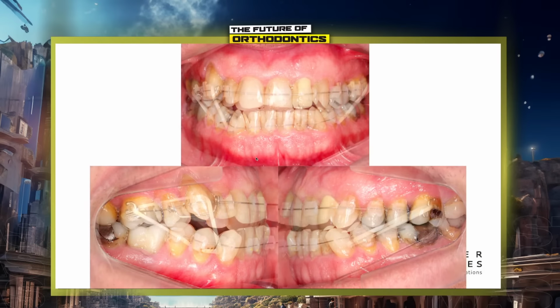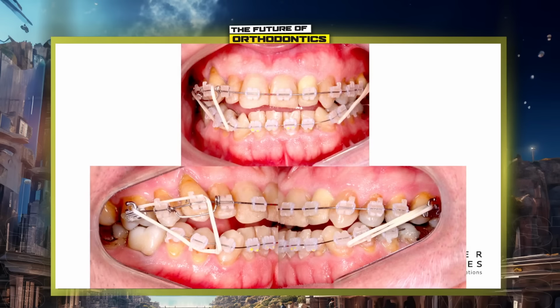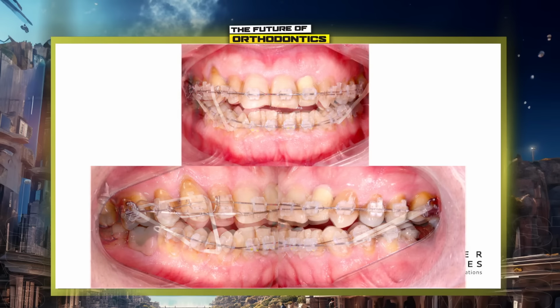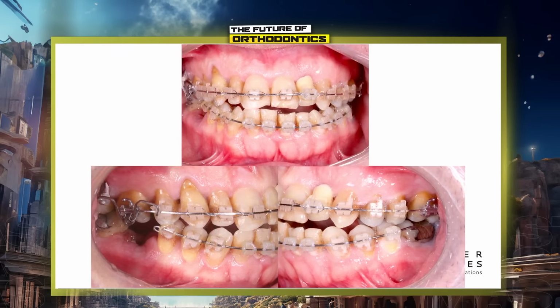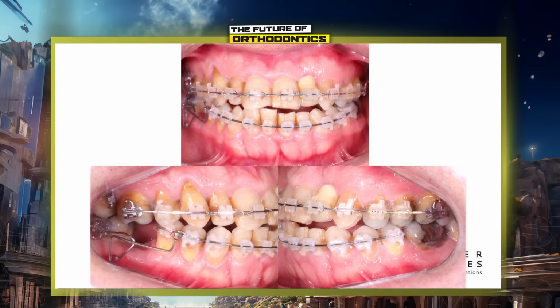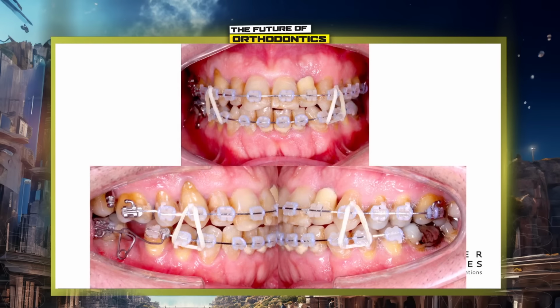I did the extraction of one molar, and after extracting that molar, I did that mini implant, extraoval mini implant, and I'm doing the mechanics with loops. So loops are very good. I love loops. I know that.